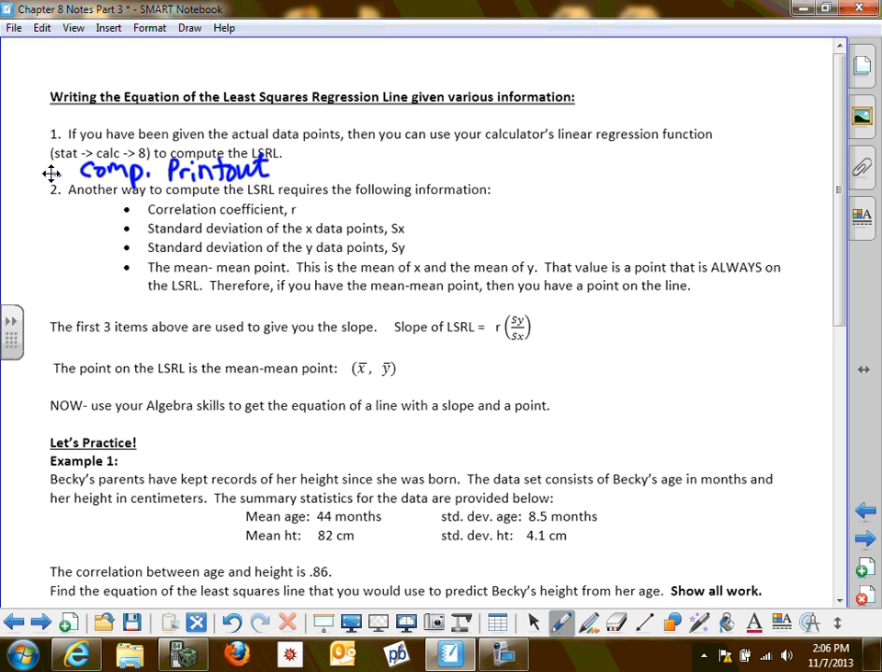the third way that we're going to learn how to do an equation of the line is what we're going to learn today, because you could be given different information. Specifically, the type of information you may be given is the correlation coefficient, the standard deviation of the x values of the points, and the standard deviation of the y values of the points. These three items are used to find the slope.